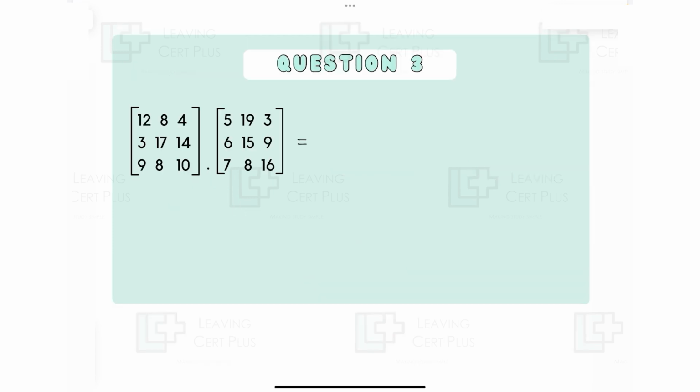So A times B may not be the same as B times A. Let's try multiplying these two 3 by 3 matrices together. Just remember the same thing. It's row by column. It's no different than the first two examples. It's just a little bit more work. So pause the video, give this one a go yourself.